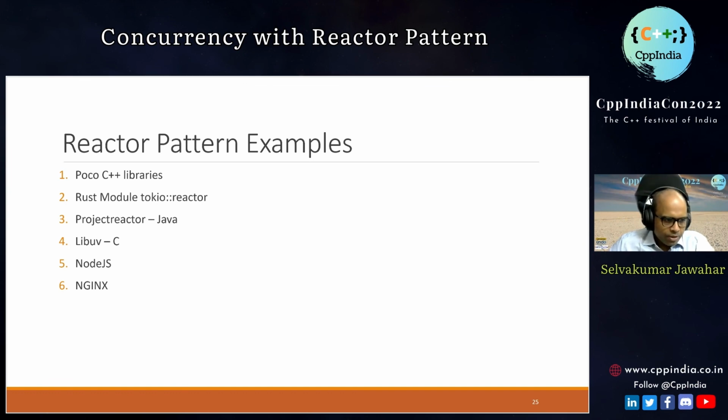For C++, a very good option is Poco, a C++ framework which also provides a reactor library. In Rust, you have the Tokio reactor, and in Java, you have Project Reactor. These are the reactors which I have worked with, and I have seen there are many more.